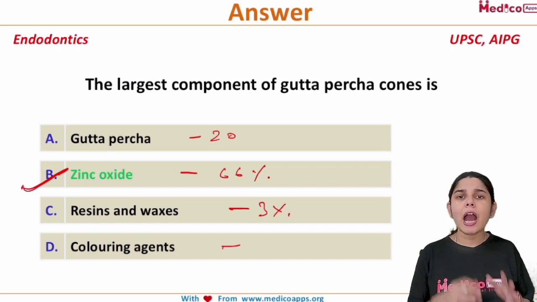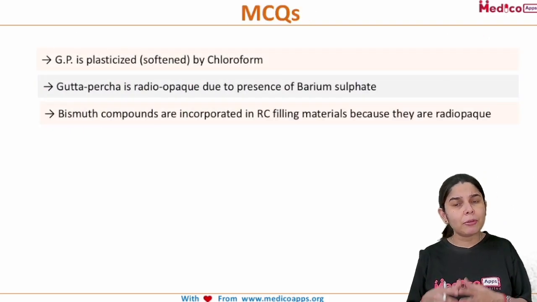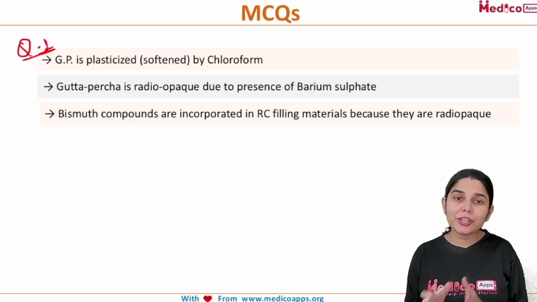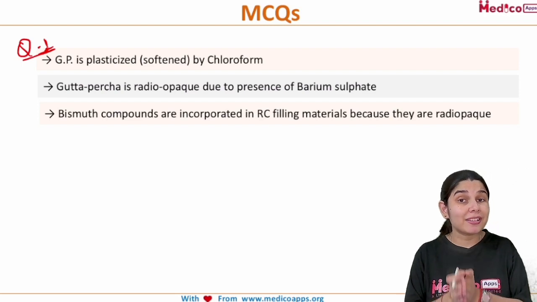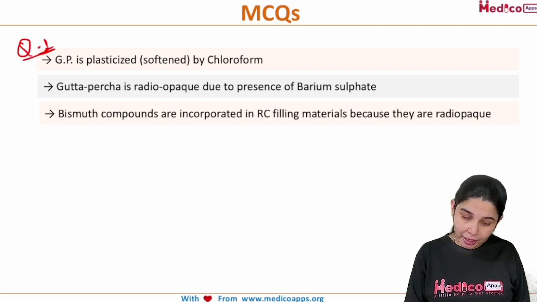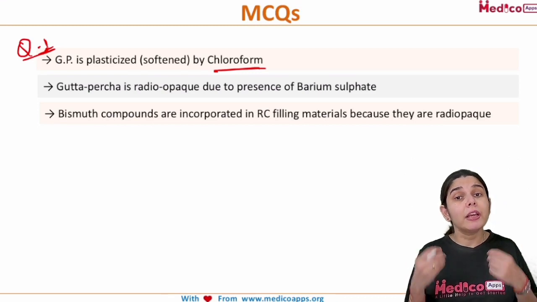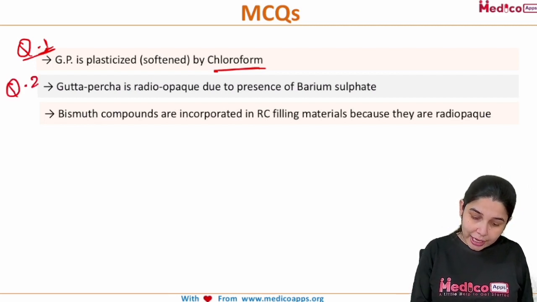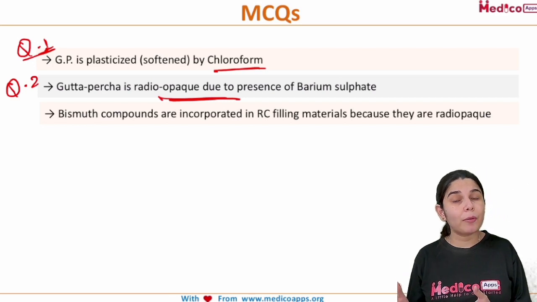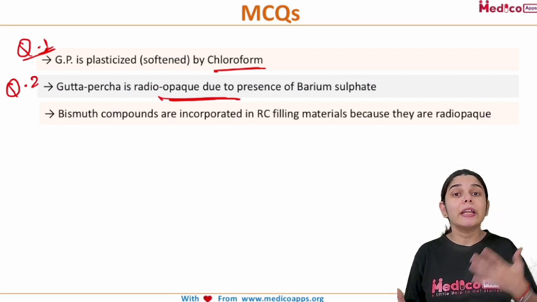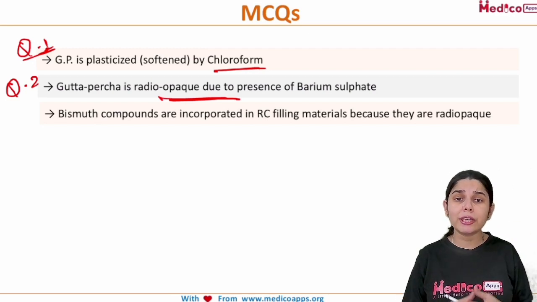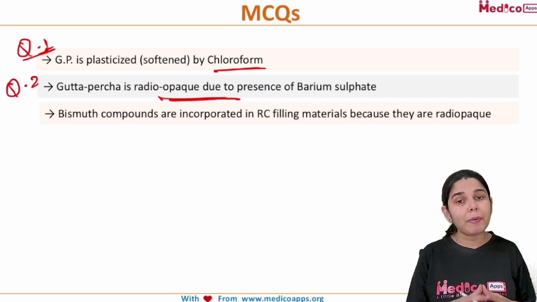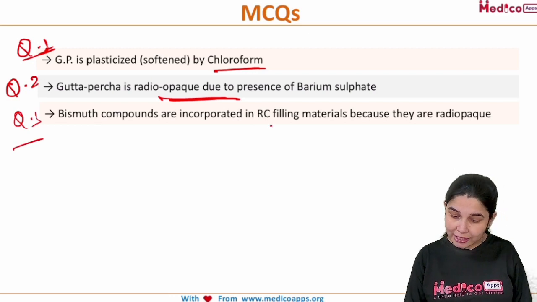But along with that, there are certain more MCQs which have been framed on this composition of the Gutta-percha or GP. The first question asked is, the GP is plasticized or softened by. So it is softened by chloroform, which is a very important material which softens the GP point. The other question, number 2, is that Gutta-percha is radio opaque. Now, why is it radio opaque? Because of the heavy metals which I have just discussed. The heavy metals like barium, bismuth, sulfates are present, and due to their presence it becomes radio opaque.